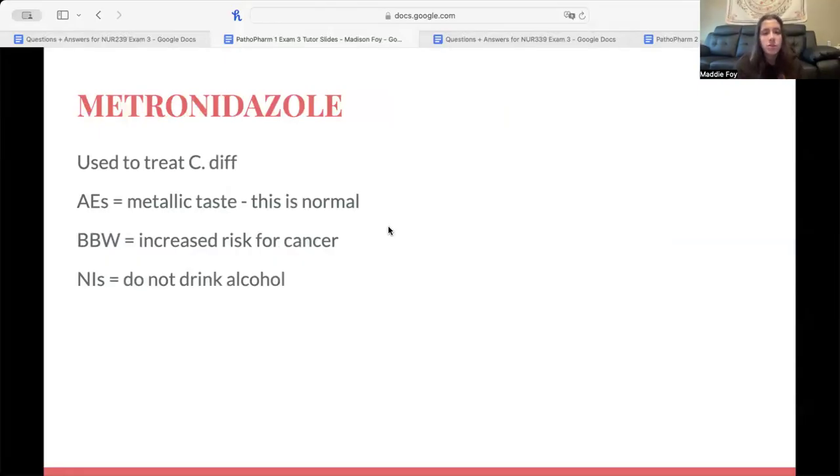So then there's metronidazole. This is used to treat primarily C. diff infections. And the adverse effect that's kind of unique is the metallic taste. Your patients may complain of that, but it is normal. Typically, something like spearmint gum or mints will help get rid of that taste or at least make it more bearable. The black box warning for metronidazole is an increased risk for cancer. And you are also not supposed to drink alcohol while on metronidazole, so that's an important thing to go ahead and teach.